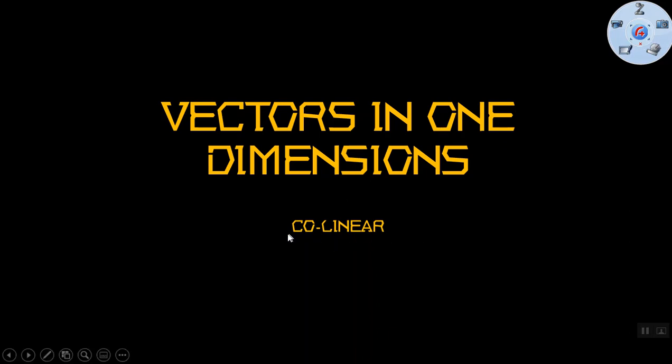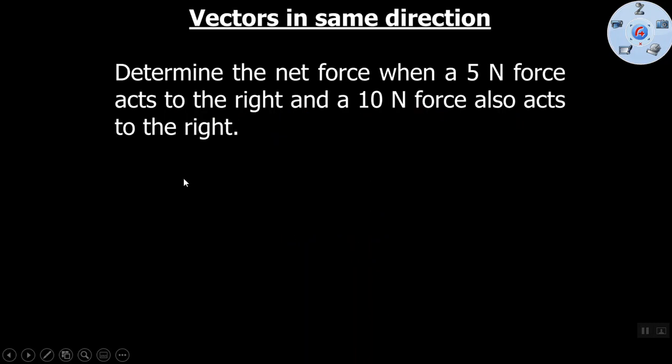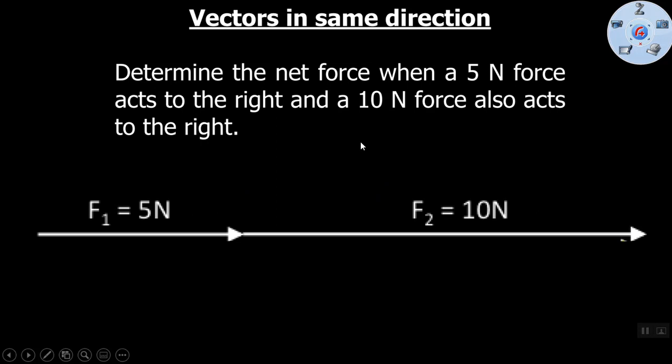We call them collinear because they are both, or all of them, are on the same line, collinear vectors. So for example, vectors in the same direction, remember we're going to have a maximum resultant force, is when there is two vectors in the same direction. So 5 Newton force acts to the right, and a 10 Newton force also acts to the right. So what we do is when we draw them, we draw the 5 Newton force to the right, we draw the 10 Newton force to the right.